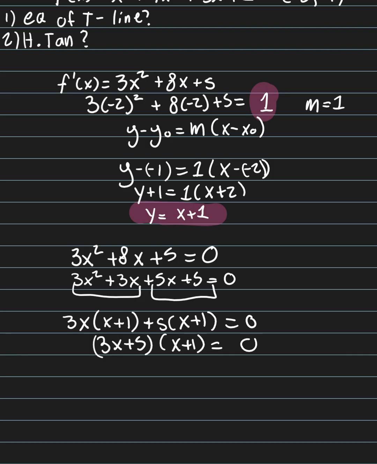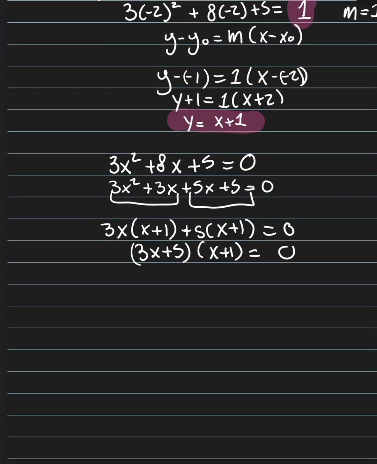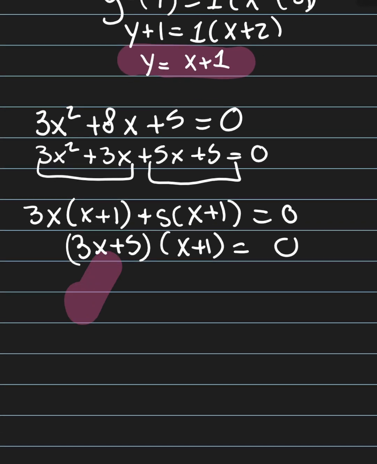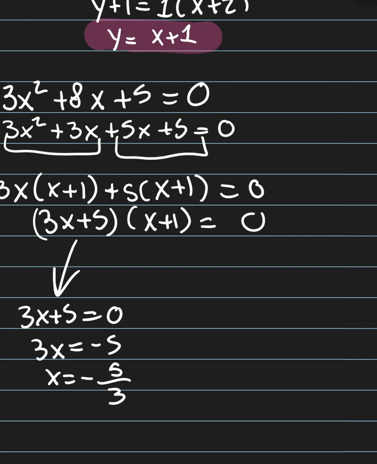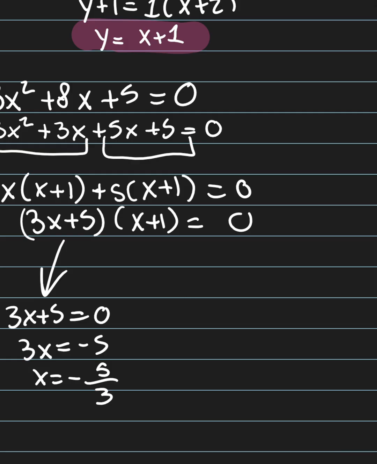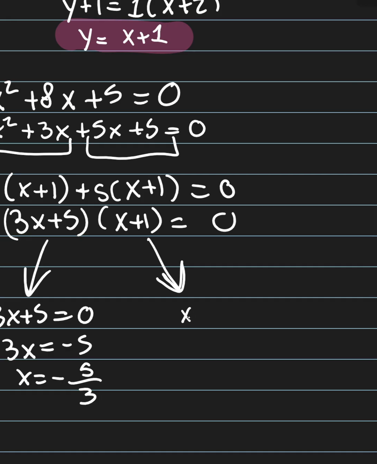So as we know, anything multiplied by 0 is 0. So either this or this is 0. This is 0: 3x plus 5 equals 0 when 3x equals negative 5, which means x equals negative 5 over 3. And this one is 0 when x equals negative 1.